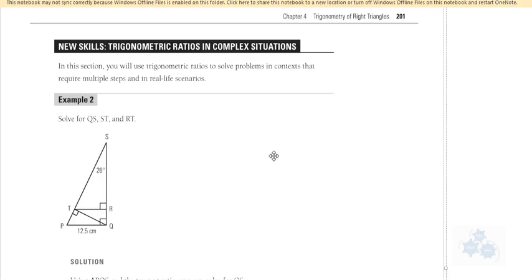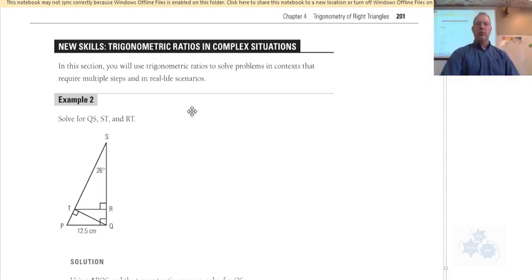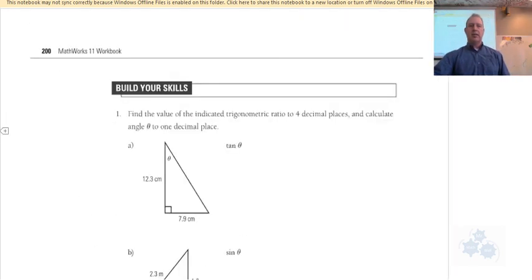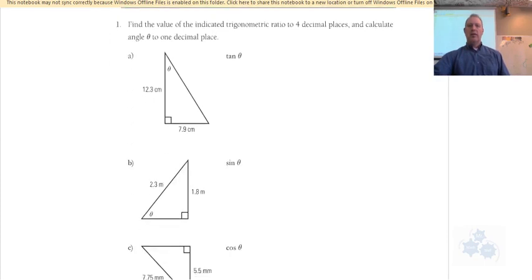Second part of 4.1 talks about more complex situations. So we know already, and we studied in the first section, that when we're talking about right triangles, we have this little thing called SOHCAHTOA. Do you remember that? SOHCAHTOA. And that helps remind us what? What does this mean? Trigonometric ratios, right.